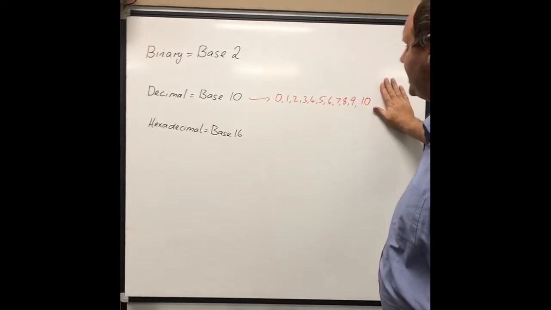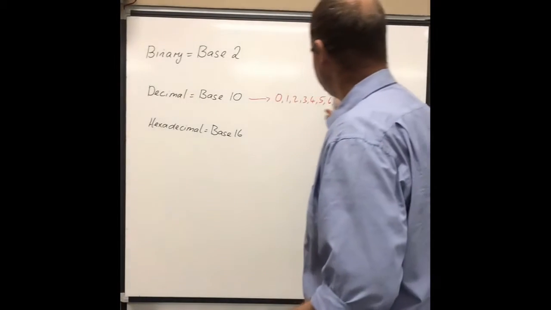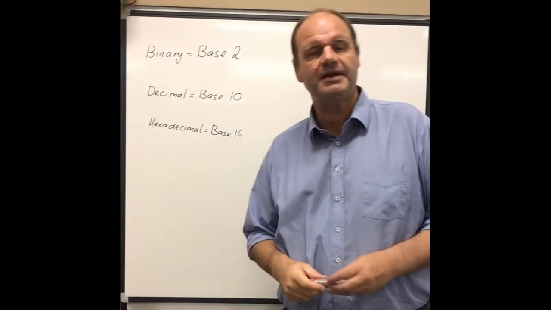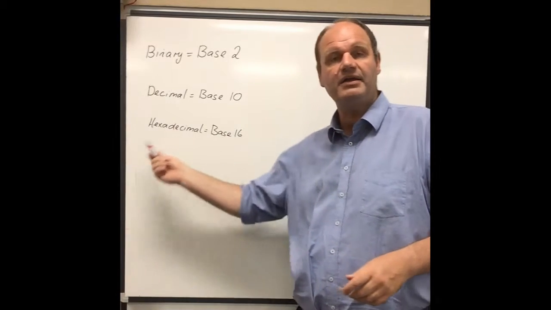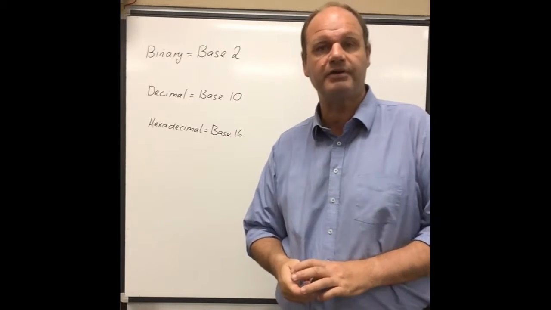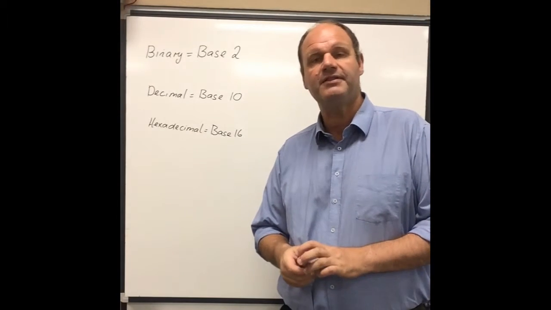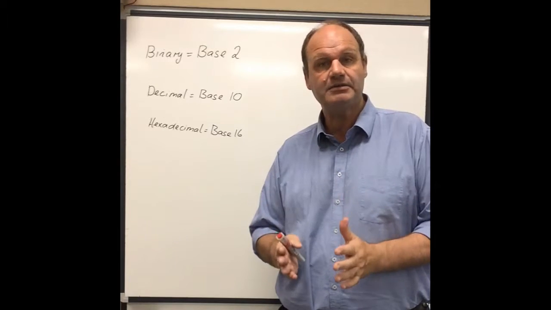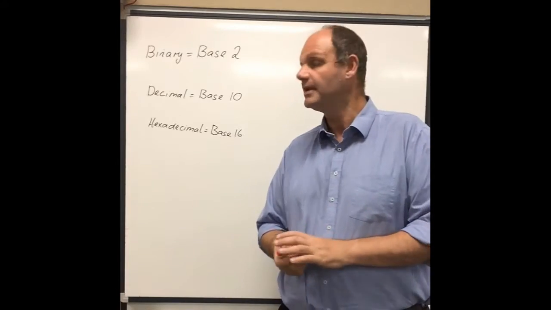Finally, we have hexadecimal, and hexadecimal is base 16. We'll come on to hexadecimal in a later video, but essentially it's an easier way to read binary code. But we'll look at that later. So what we're going to do in this video is look at how to convert decimal to binary and binary to decimal. Let's have a look at the first one.